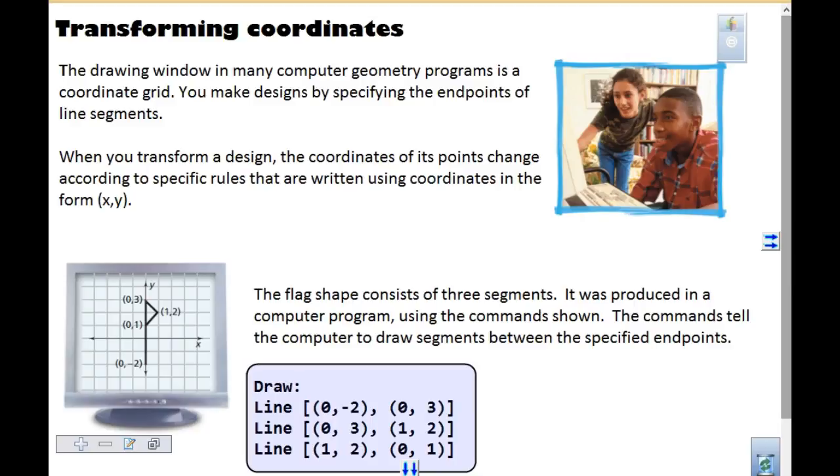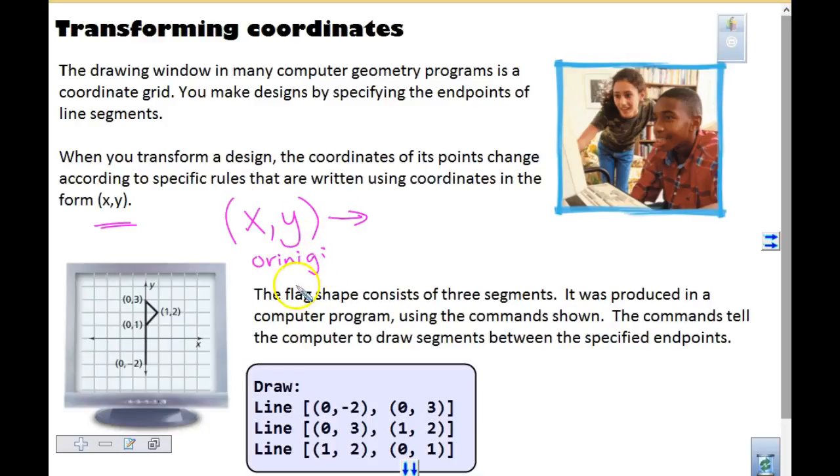So this one says, transformation, drawing window in many computer geometry programs, and this is kind of an older one, and it shows that this is the grid for how they drew this, okay? So, it says when you transform the design, the coordinates of its points change. And specifically, we're talking about rules to x, y. So when we do our rules, we're always going to say, what happens to x, y? This is always going to be our original figure.